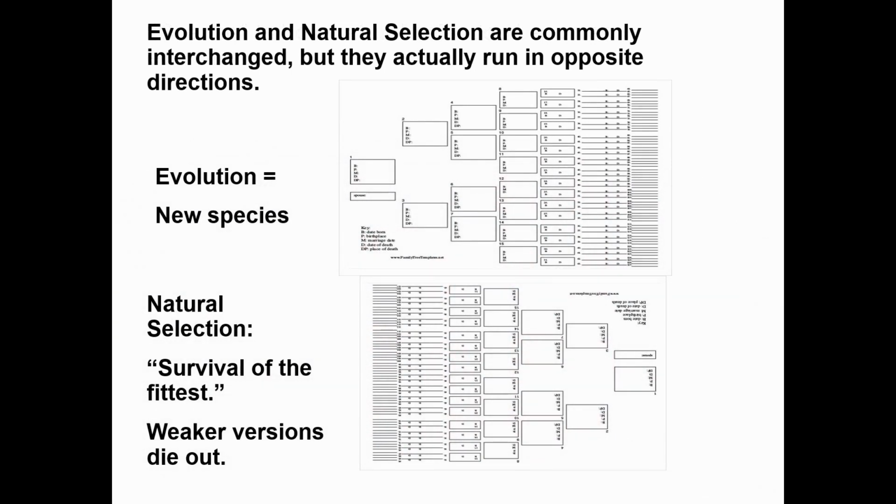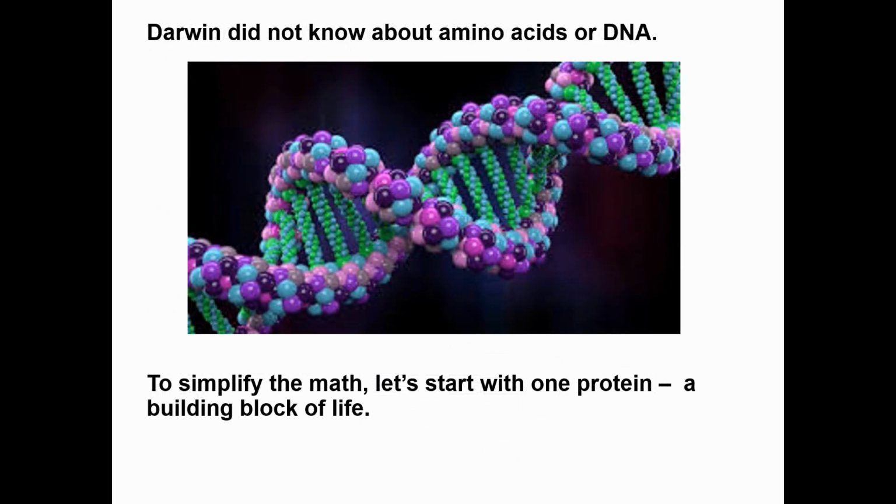Evolution runs from simple or almost nothing to complicated. You get new species as time goes by. Natural selection is survival of the fittest. The weaker versions die out. Darwin did not know about amino acids or DNA.